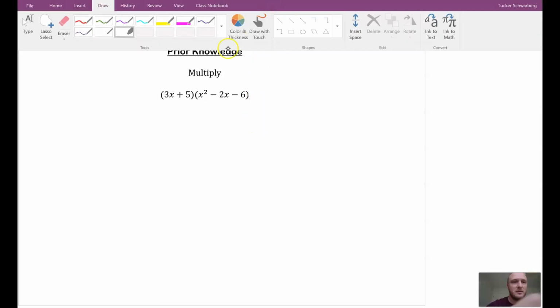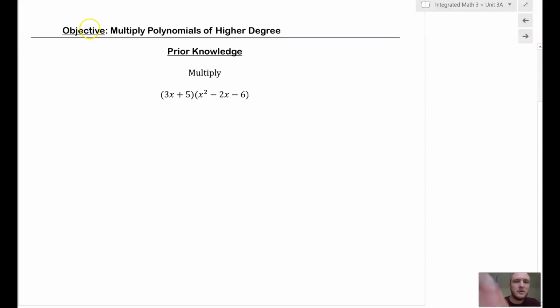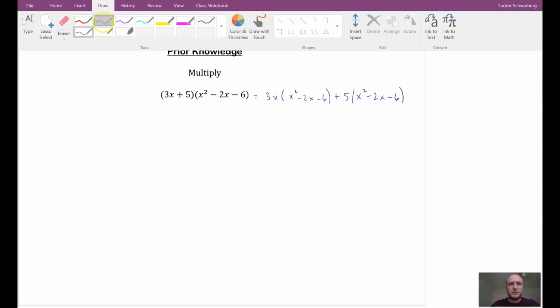Alright, so our very first example here is something that you most likely would have seen in Math 2, and all we're asked to do is multiply these polynomials. And what we're going to do is exactly like distribution. So I can rewrite this as 3x times (x squared minus 2x minus 6) plus 5 times (x squared minus 2x minus 6), right? And all we're going to do is distribute our terms.